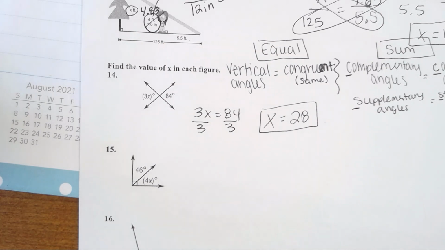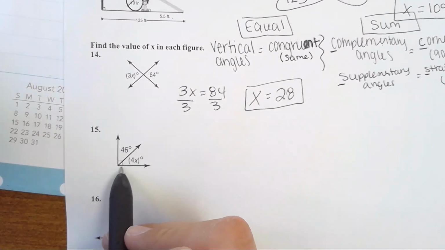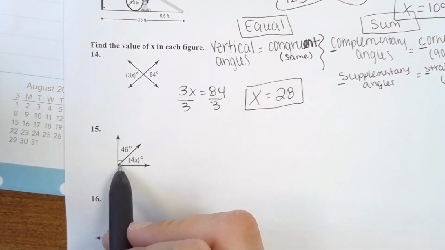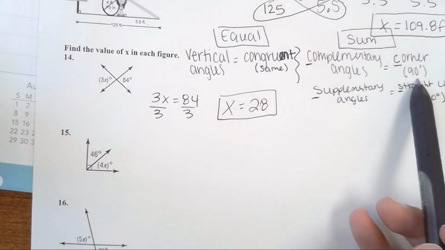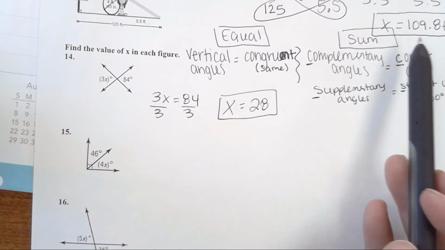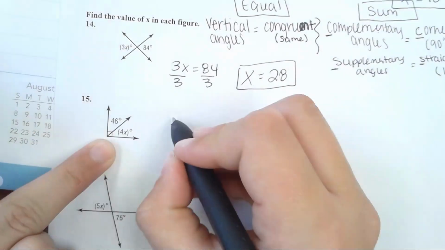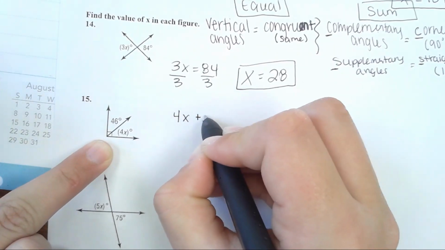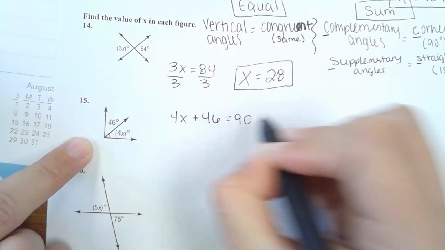All right, moving on to number 15. Again, identify if these are vertical angles, complementary angles, or supplementary angles. Here we have a corner because it has the box in the corner. If you remember, complementary angles, corner, is going to equal 90 degrees, and we want to take the sum of the angles. The sum means that we are adding the two angles together, so 4x plus 46, and it's going to equal that 90-degree right angle.